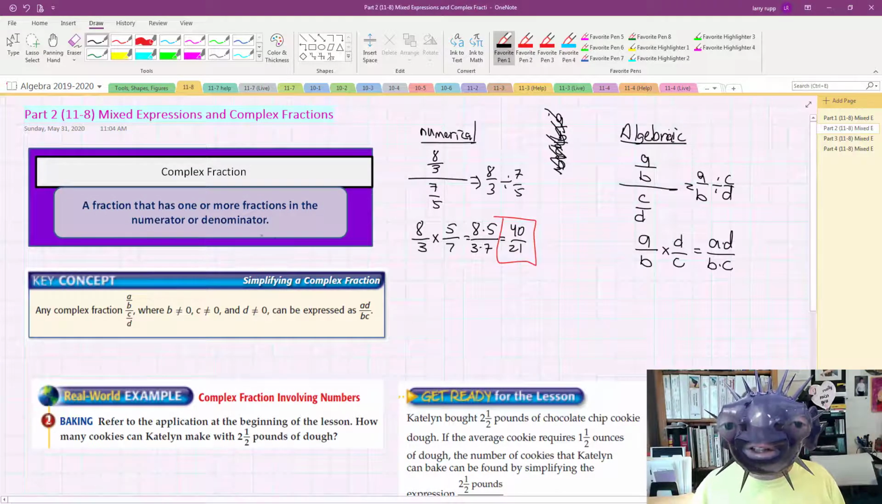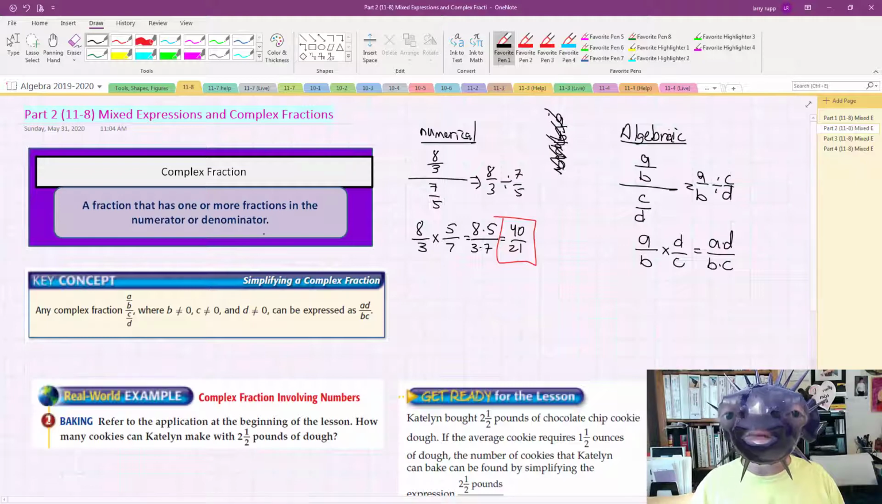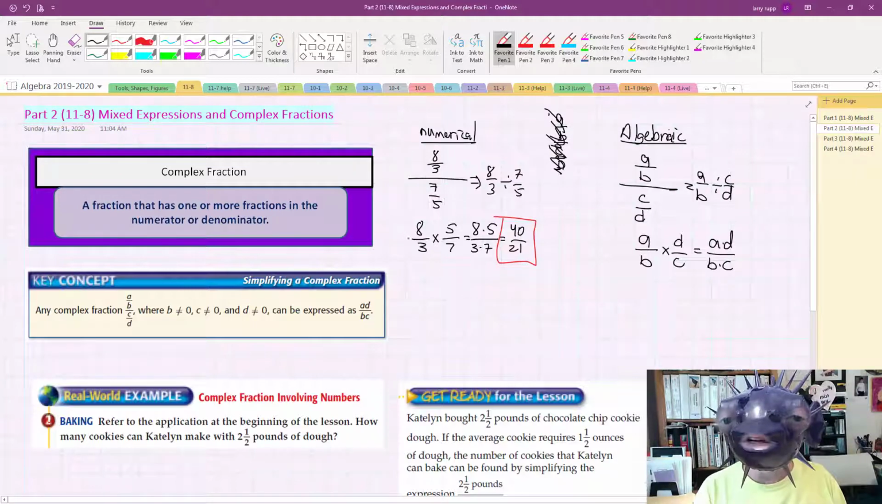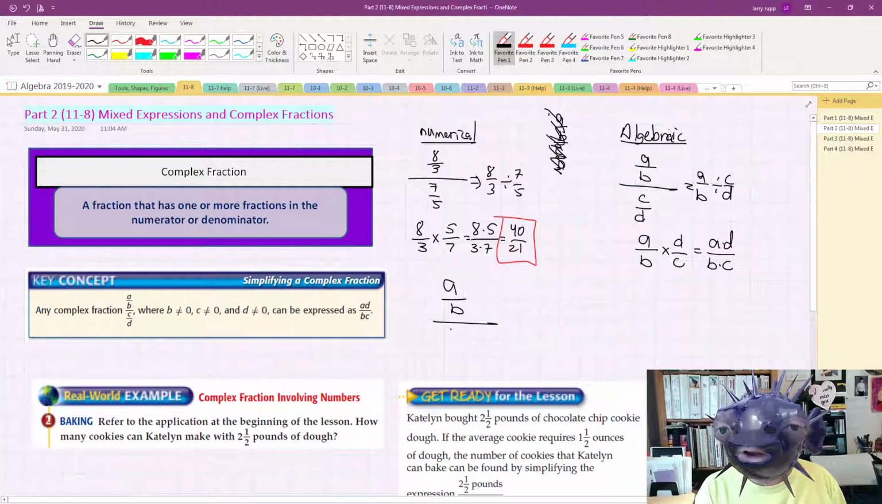And that brings us to this key concept here, where it says any complex fraction, A over B divided by C over D, where the B's, C's, and D's aren't equal to 0, you can express that directly as A times D over B times C. Okay? Let's look at this. I'm going to rewrite this again. A over B divided by C over D.